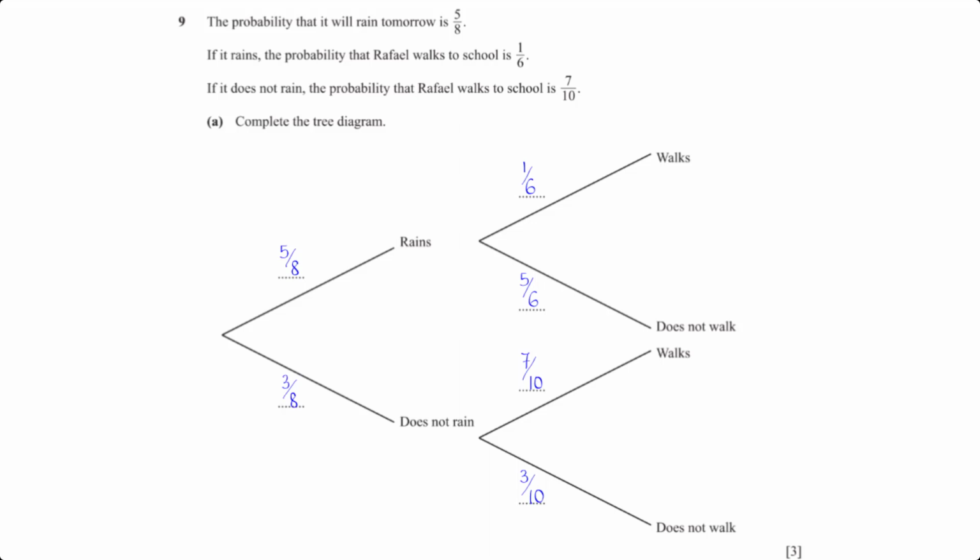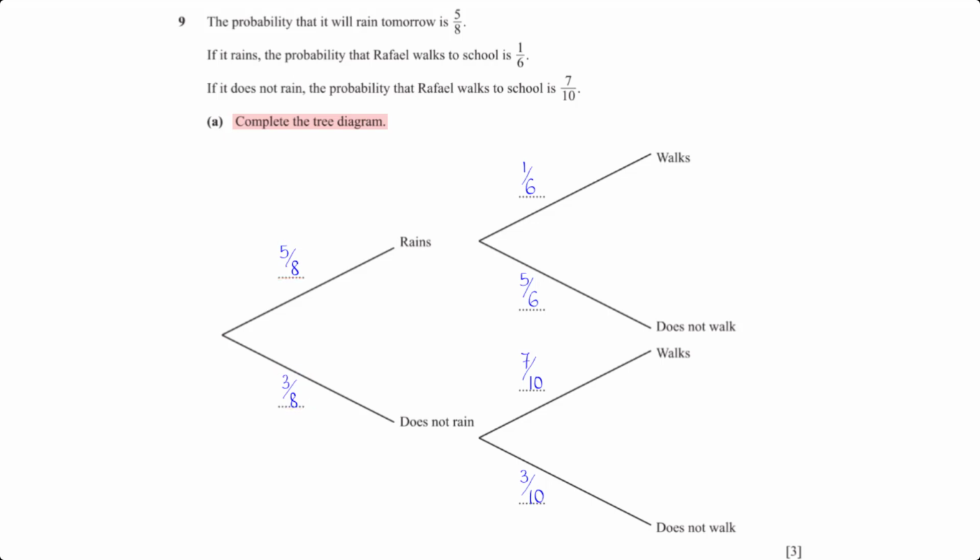The probability that it will rain tomorrow is 5/8. If it rains, the probability that Raphael walks to school is 1/6. If it does not rain, the probability that Raphael walks to school is 7/10. Complete the tree diagram. We've been given the probability that it will rain as 5/8. So to get the probability that it will not rain, we subtract 5/8 from 1, which gives us 3/8.